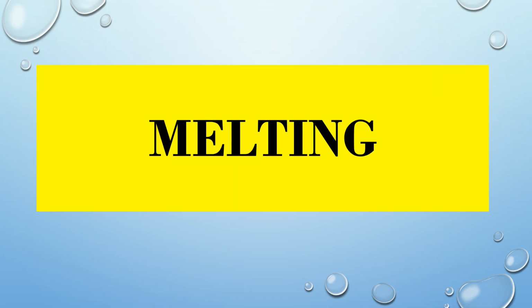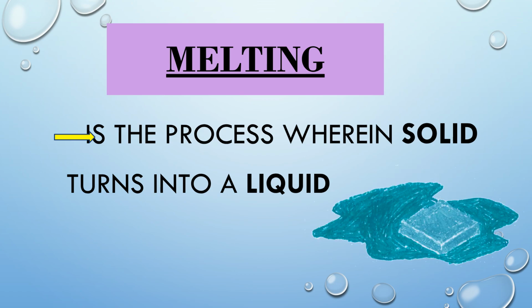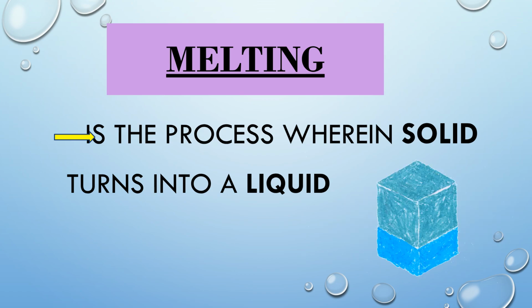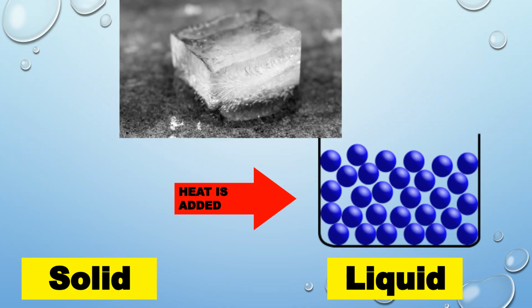Let's define melting. Melting is the process wherein a solid turns into a liquid. This typically occurs when heat is added. When heat is added, the particles in a solid gain energy and move further apart, transitioning from a rigid solid structure to a more fluid liquid state.